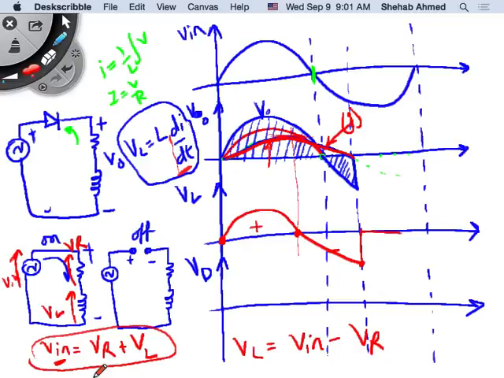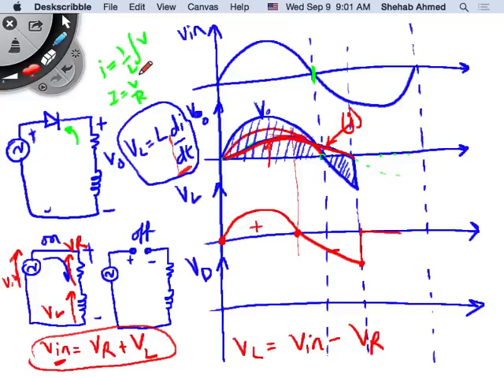If you're using VL is equal to L times di over dt, isn't the slope at time 0 positive? Doesn't that mean VL should start from a positive, non-zero value? Why? Because there is a slope at that point. No, the slope is actually 0 at the beginning.